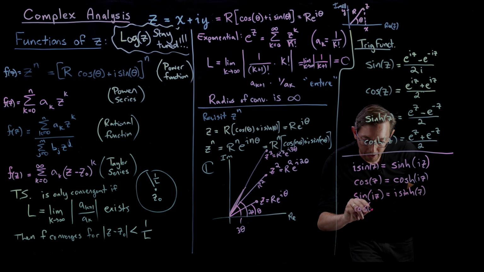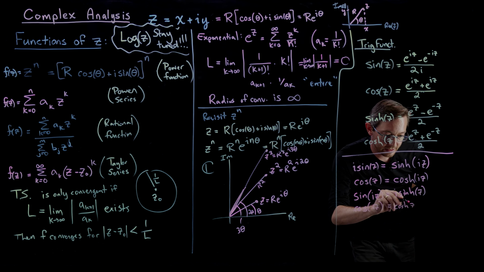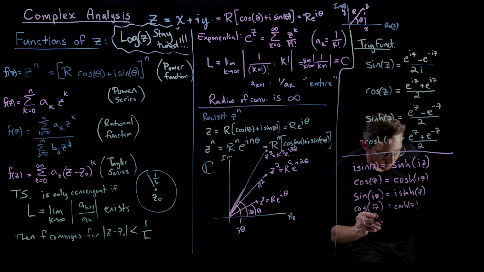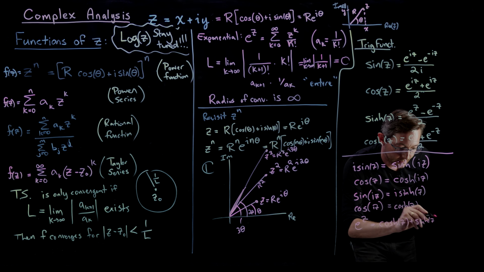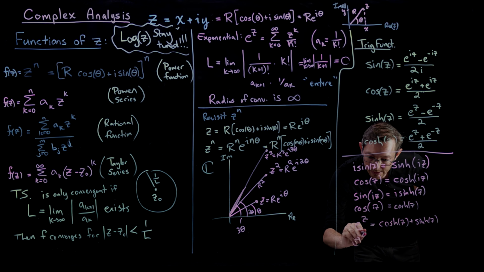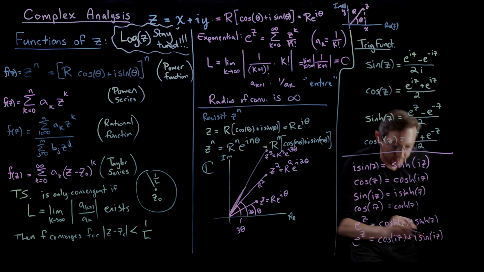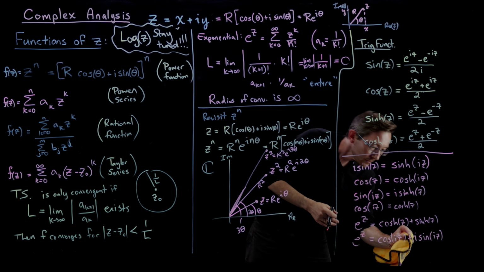Cosine, let's say cosine of iz equals cosh of z, and then things like e to the z equals cosh z plus sinh z, and e to the z equals cos z plus i sine of z. This is a minus right here, so this is a minus.